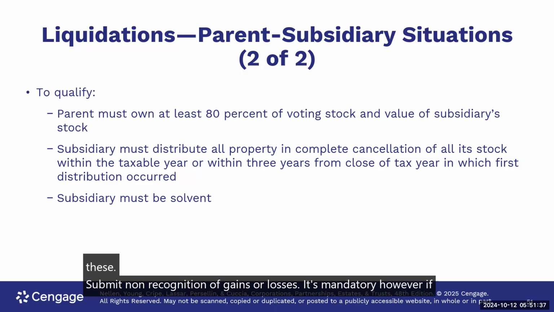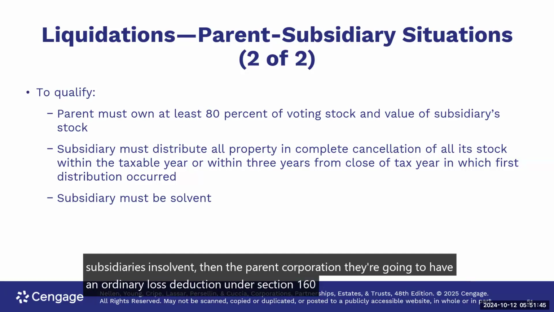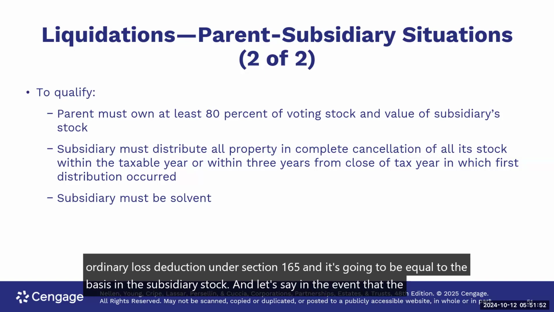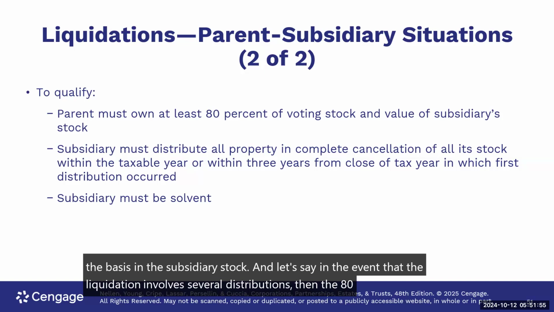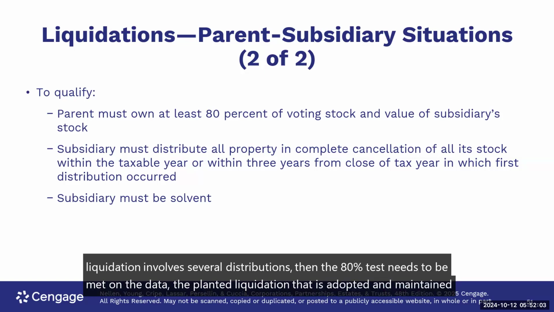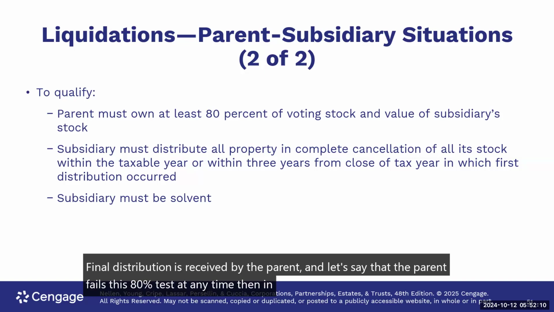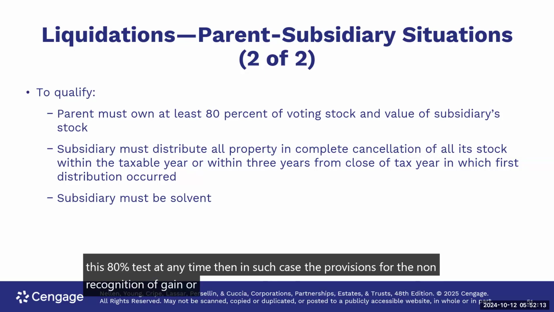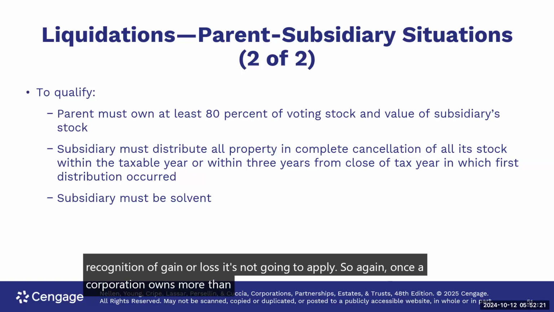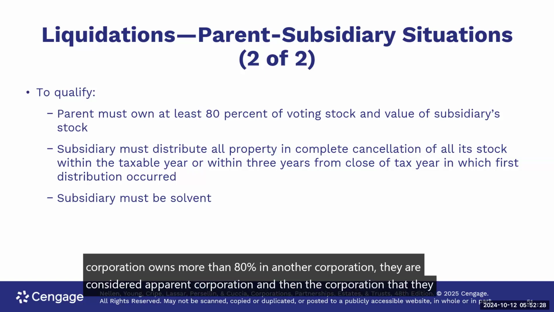However, if the subsidiary is insolvent, then the parent corporation is going to have an ordinary loss deduction under Section 165, and it's going to be equal to the basis in the subsidiary stock. And let's say in the event that the liquidation involves several distributions, then the 80% test needs to be met on the date of the plan of liquidation that is adopted and maintained until the final distribution is received by the parent. And let's say that the parent fails this 80% test at any time, then in such case, the provisions for the non-recognition of gain or loss are not going to apply. So again, once a corporation owns more than 80% in another corporation, they are considered a parent corporation, and then the corporation that they own is considered a subsidiary.